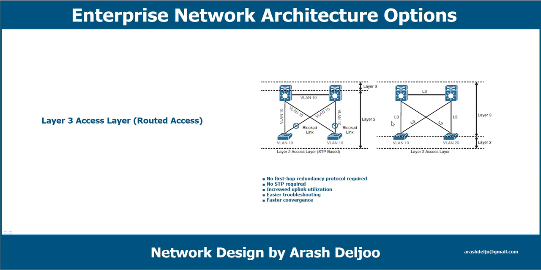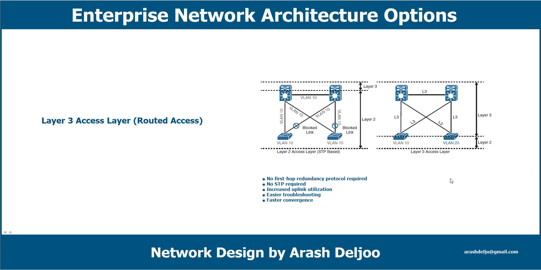We don't need STP because, you know, here we have multiple links. All of these links are layer 3 links. Because of that, here we don't have any layer 2 loop. Because of that, we don't have STP, and it means that all links now are forwarding, and we can use more of the bandwidth that we have. Because of that, we can say in the layer 3 access layer method we have more bandwidth. Actually, this method increases the uplink utilization.